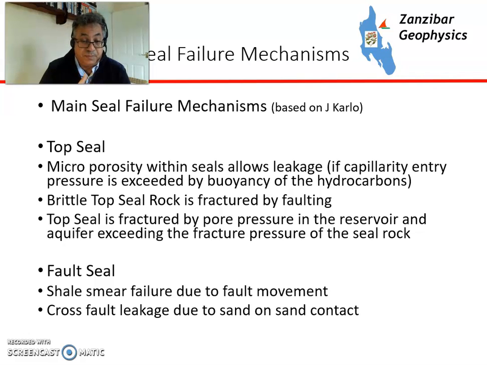There are two main failures within fault seals, which are shale smear, i.e. where you have not enough shale smearing along the fault plane to prevent hydrocarbons going up the fault plane, or cross-fault leakage where you have sand-on-sand contact.